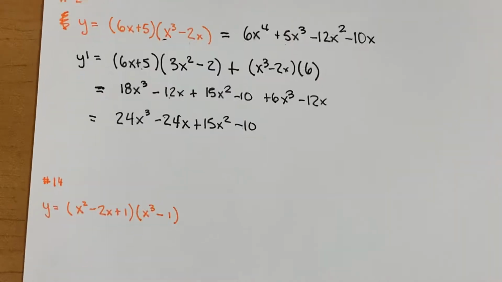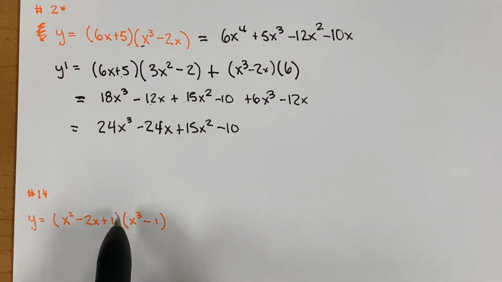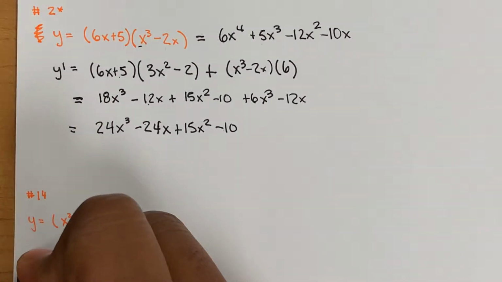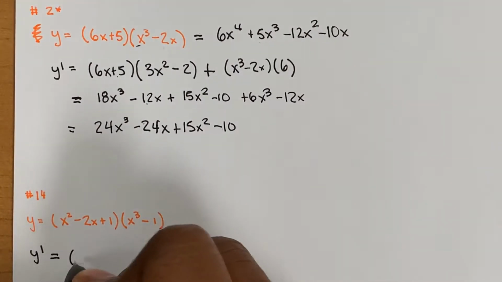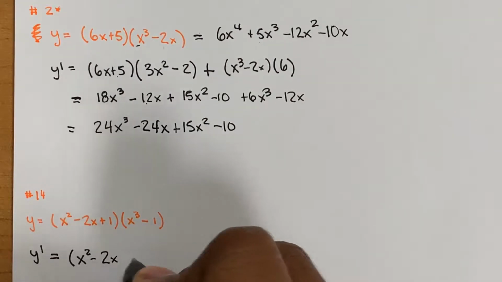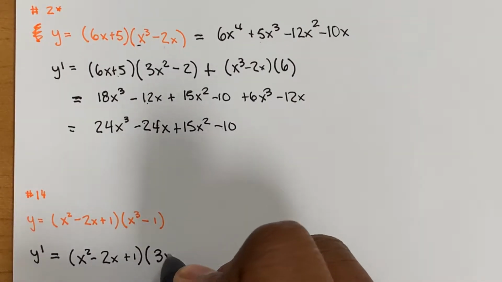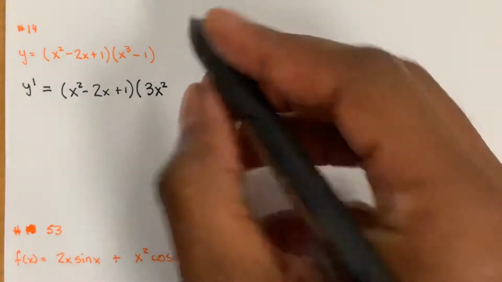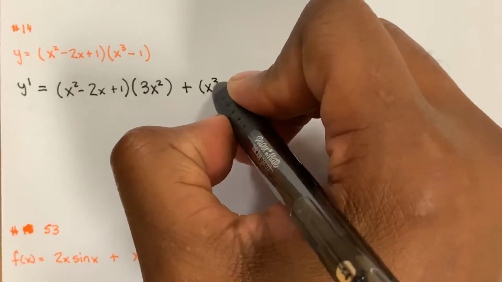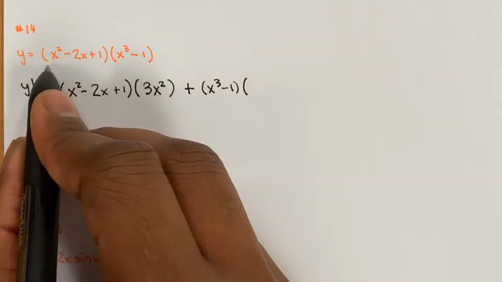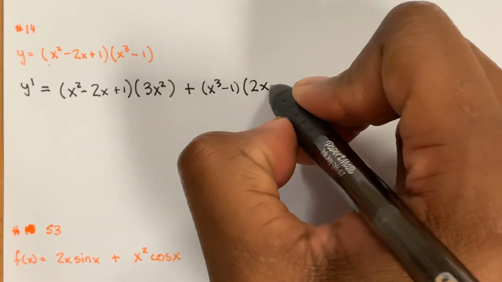For number 14, also, I guess this is on page 126, it doesn't make sense to multiply this all the way out. So we'll do the product rule again, and we won't simplify. So we're gonna have x squared minus 2x plus 1 and multiply by the derivative of x cubed, which is 3x squared. And then we're going to have plus x cubed minus 1, and that's going to be multiplied by the derivative of x squared minus 2x plus 1. So that's going to be 2x minus 2.